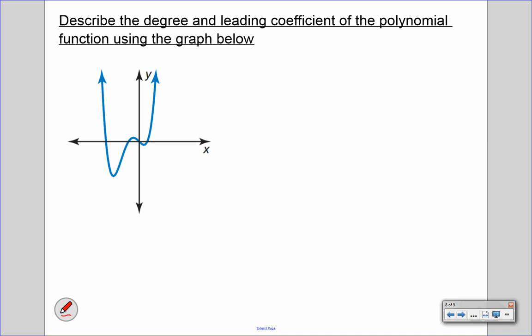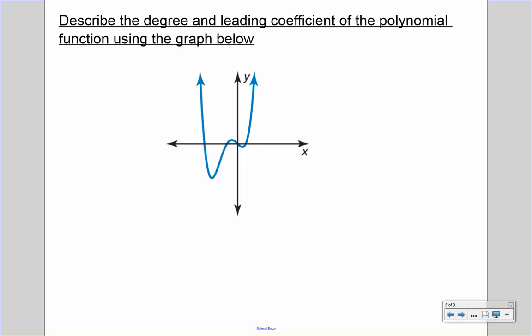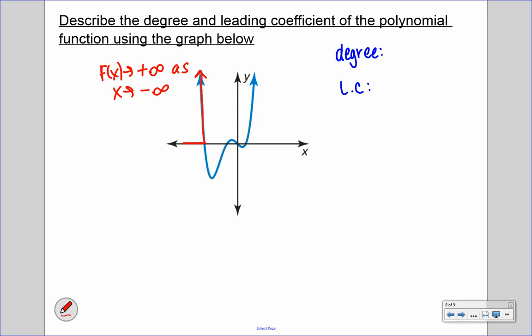We can describe the degree and leading coefficient of the polynomial using the graph below. So we can take a look at its end behavior. Let me put this one in the middle. Let's scoot this over. We can determine the end behavior, and then that will tell us what the degree and the leading coefficient is going to be. So it'll tell us degree and leading coefficient. So let's look at the end behavior. So on this side, the f of x is approaching positive infinity as x approaches negative infinity, because this is going positive and this side is negative.